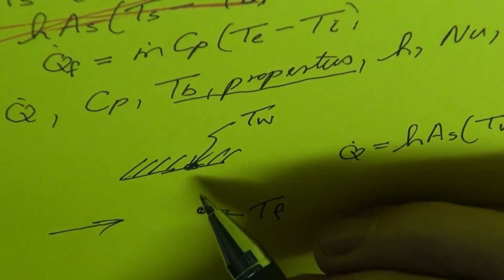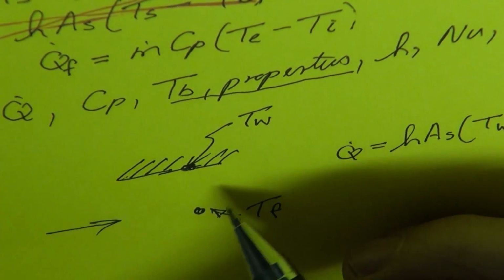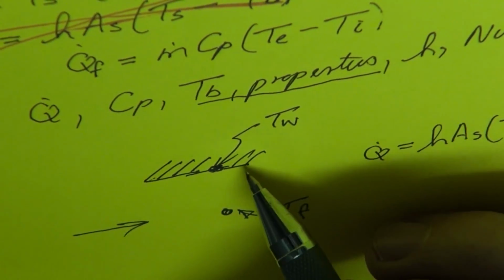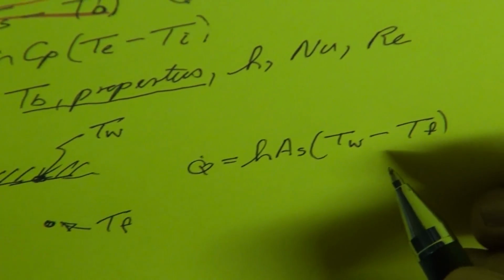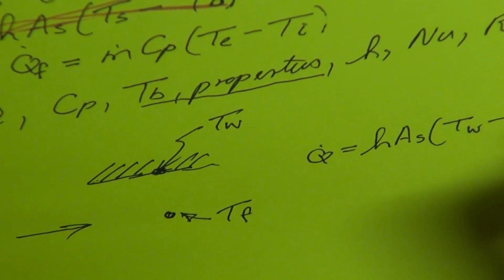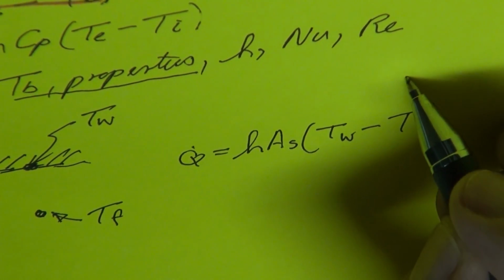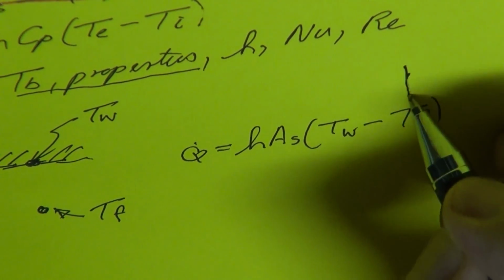And therefore, it is very easy to say that the heat transfer rate is equal to the heat transfer coefficient multiplied by the surface area multiplied by the wall temperature minus the fluid temperature. The problem with flow through internal geometries is that normally the lengths are large and things are not constant. So the fluid temperature changes. So this is something which is not constant.